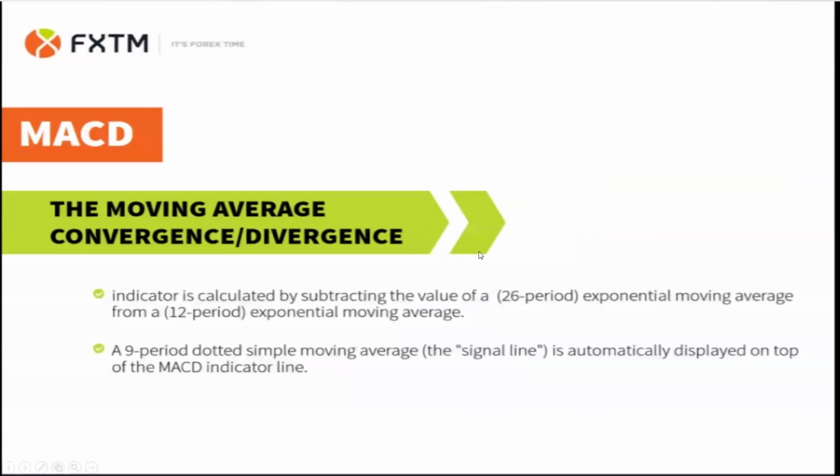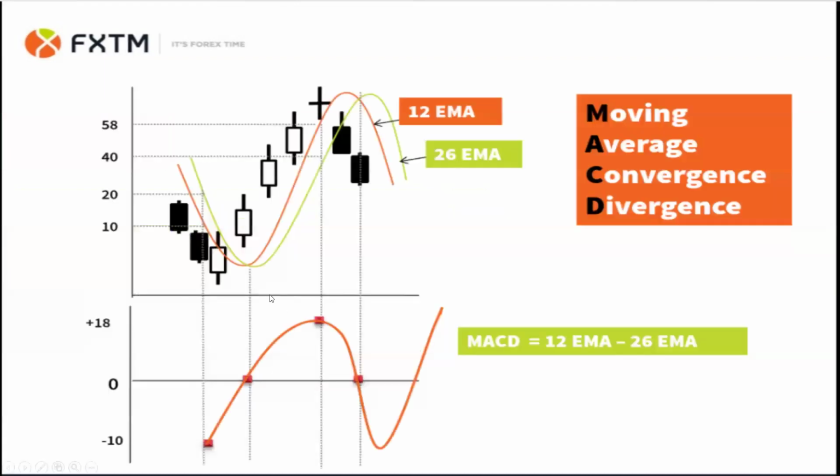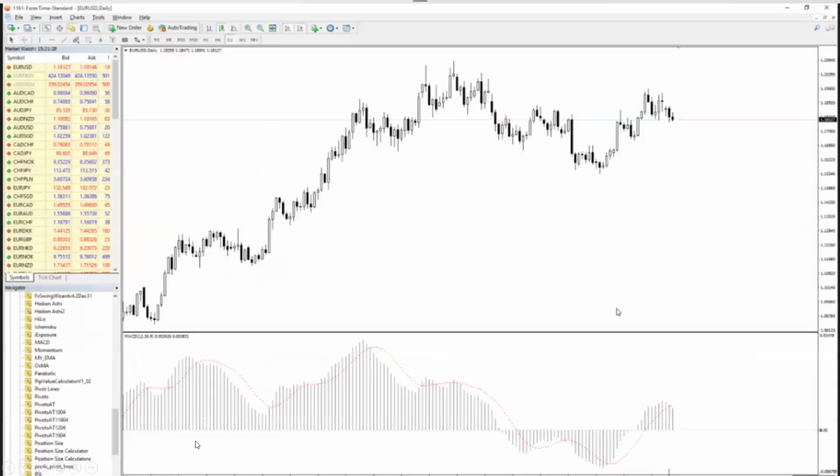All right, then MACD. The MACD has default values when MT4 is downloaded, and the default is 12, 26, 9. 12 is the fast moving average, 26 is the slow moving average, and 9 is the signal. This is how it looks. If the histogram is above the 0, it means the market is trending up, and if it's below the 0, the market is trending down. So this is a histogram above the 0 level.